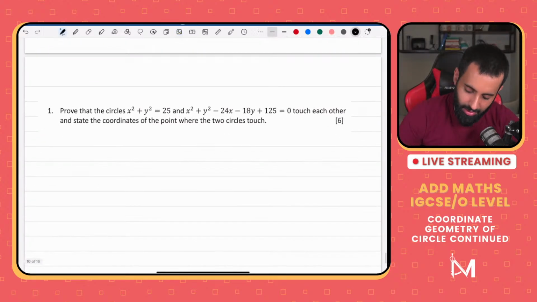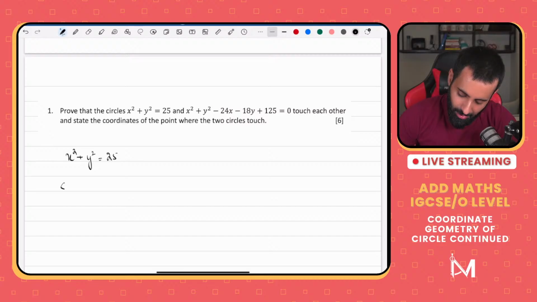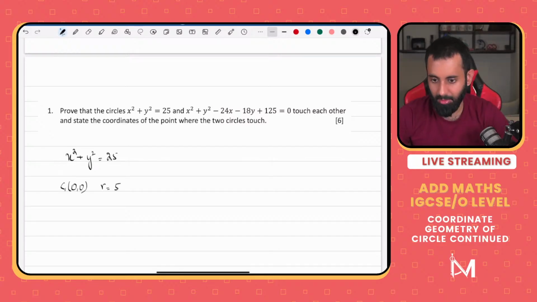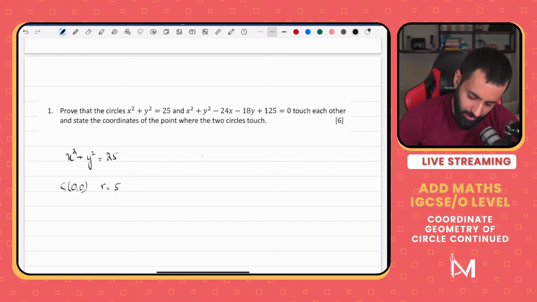Okay. Now, as far as the first equation is concerned, x squared plus y squared equals 25. The center here is 0, 0, and the radius here is 5. Okay. Now, let's talk about the second equation.